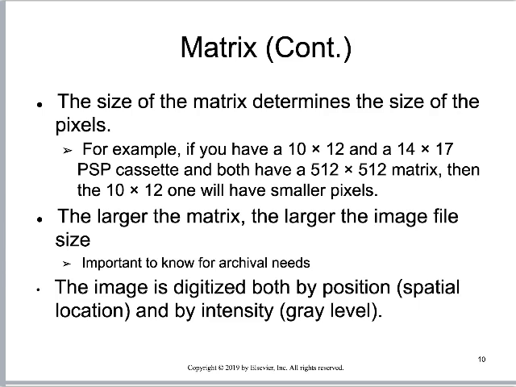Moving forward, though, the image is going to be digitized based on position and by intensity. The easiest way for me to boil all this pixel and matrix and bit depth stuff into a single statement is the last statement on this slide: the image is digitized both by position and by the gray value. It's digitized based on the location in the patient's body and the attenuation profile.